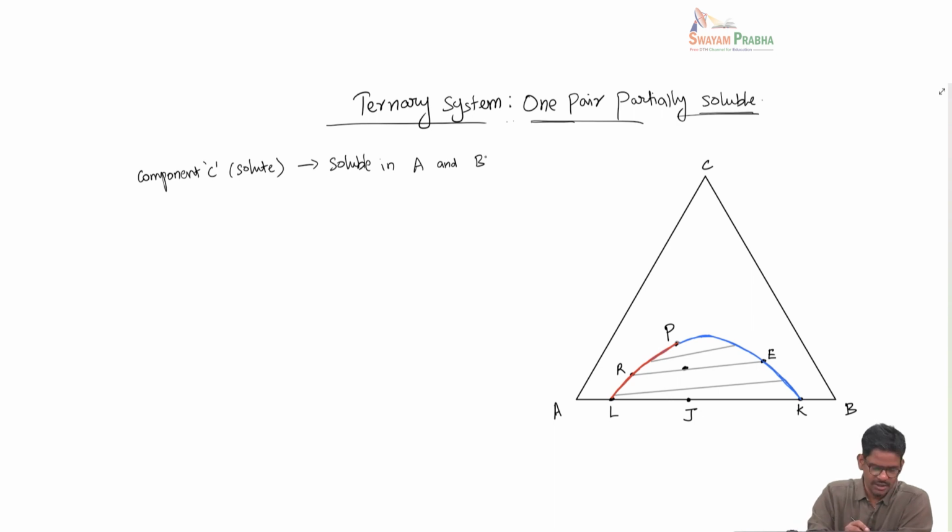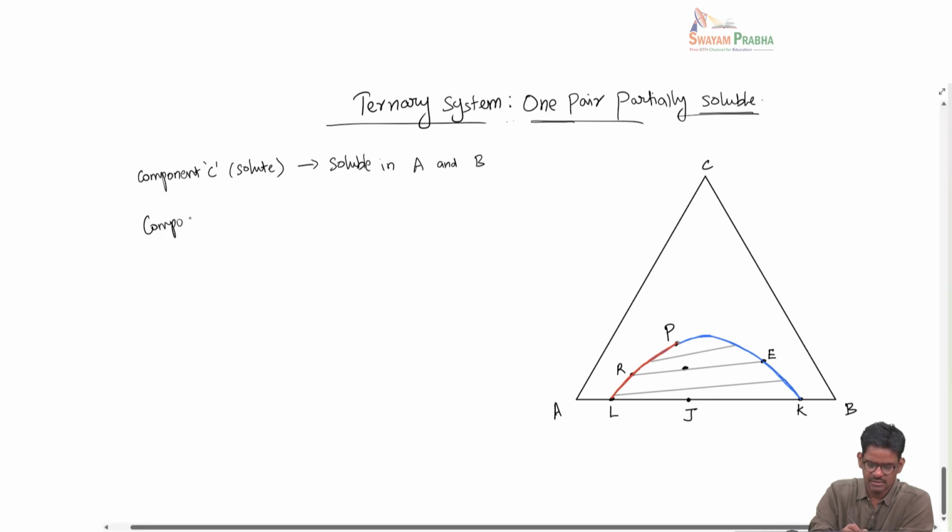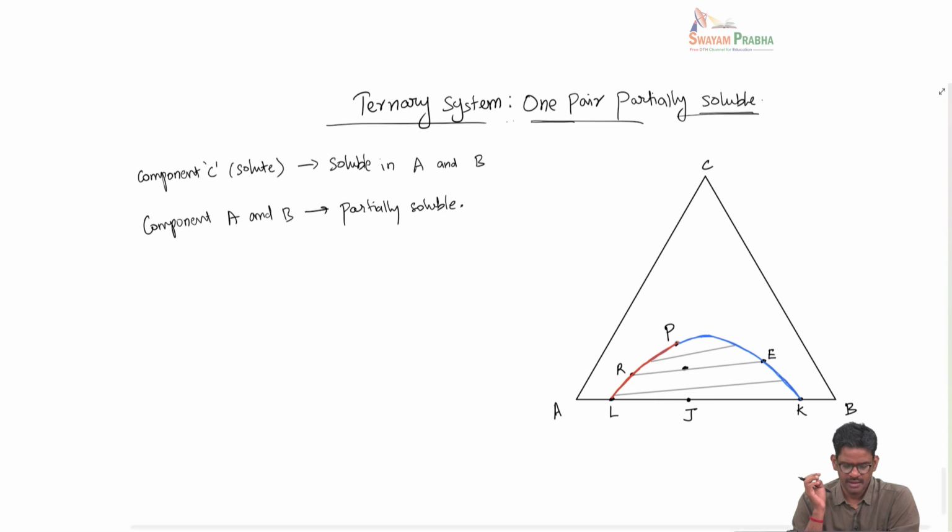However, the species or components A and B, these are only partially soluble, and it happens that if you mix A and B, it will phase separate with a small amount of B existing in A and a small amount of A existing in B.